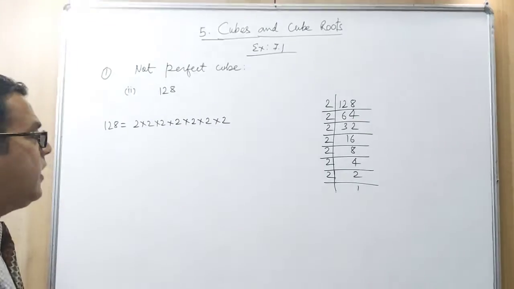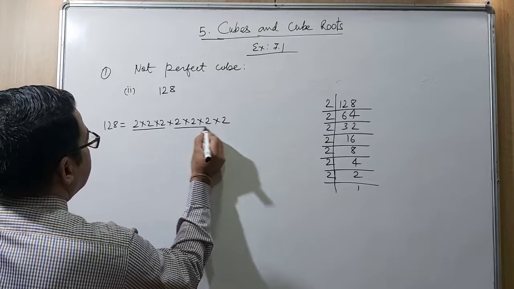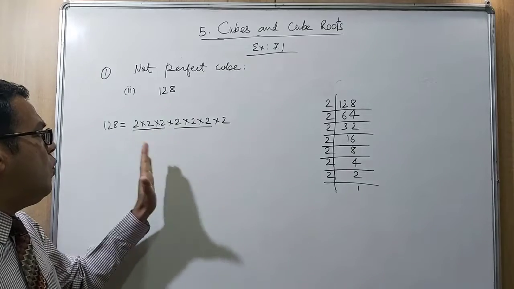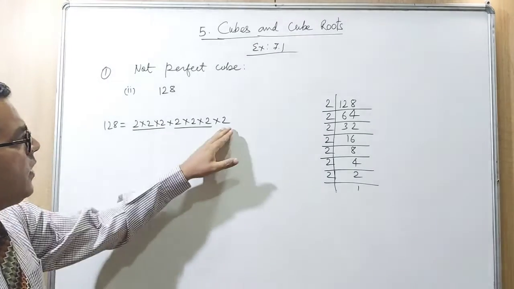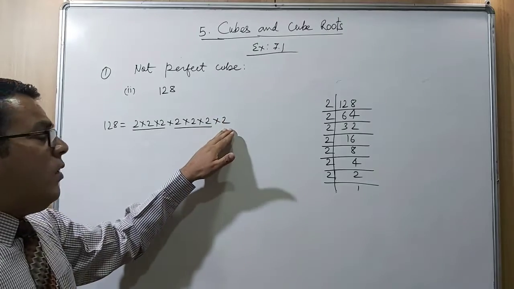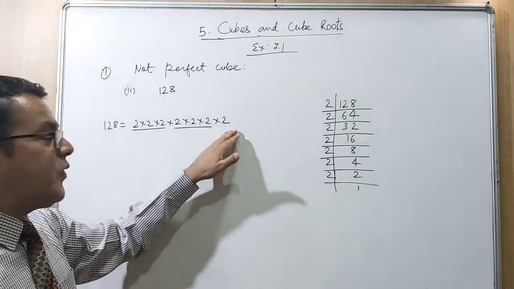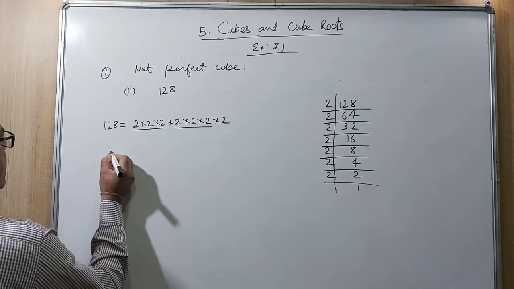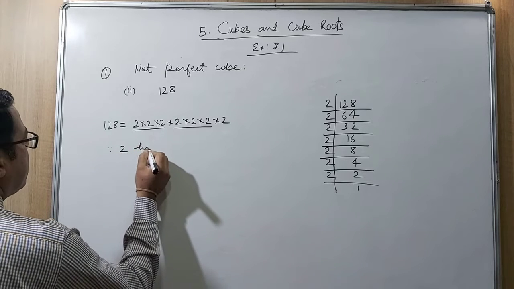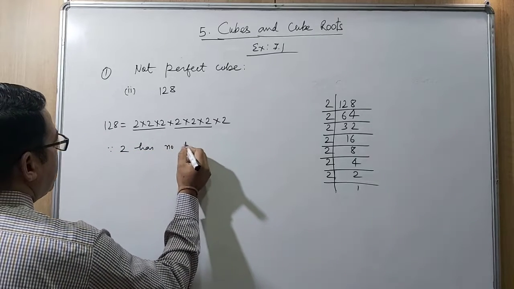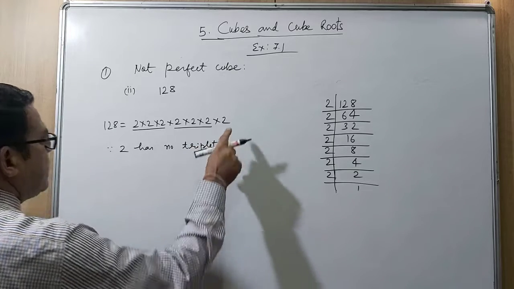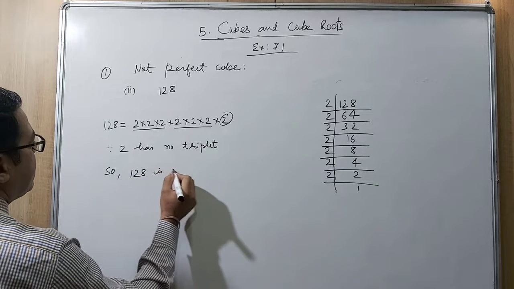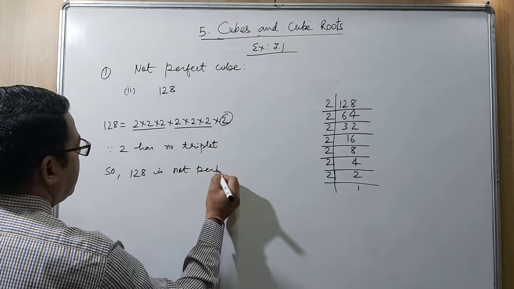Now let's try to make triplets. You can see there we are able to make 2 triplets, or 2 groups of 3, right? 1 2 is left here. So this 2 is alone here, and we can't make a triplet of this 2. So you can write here, since this last 2 has no triplet, 128 is not a perfect cube.